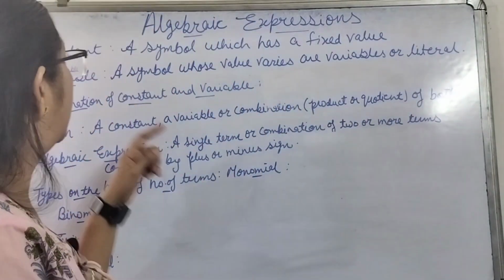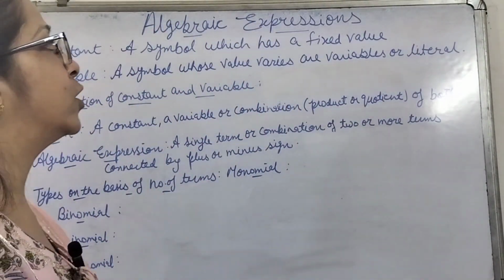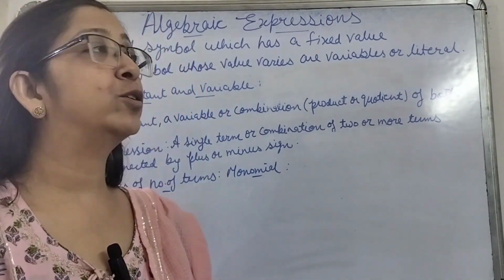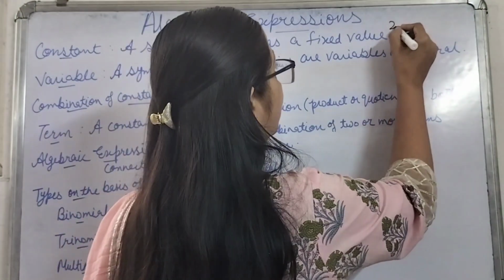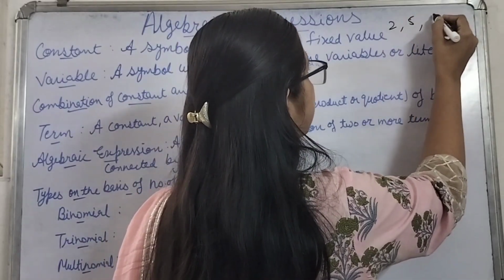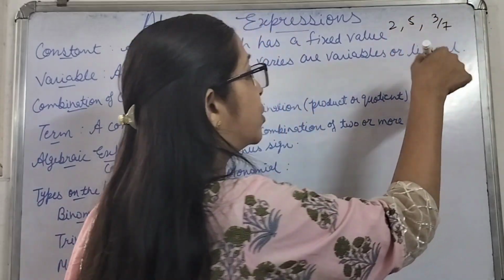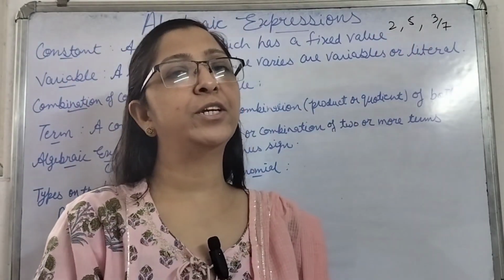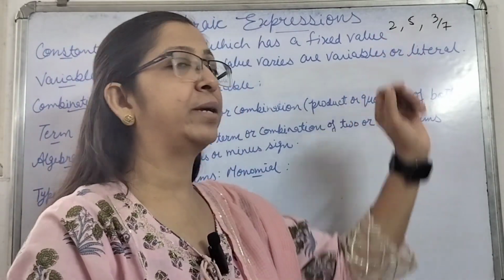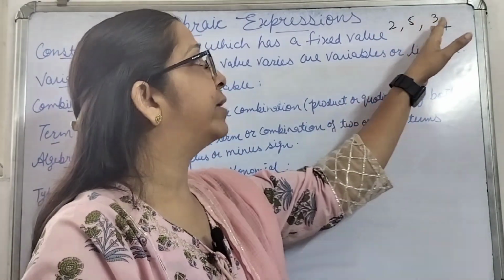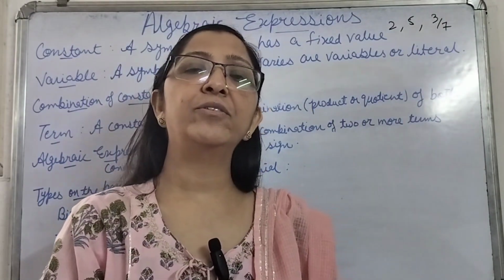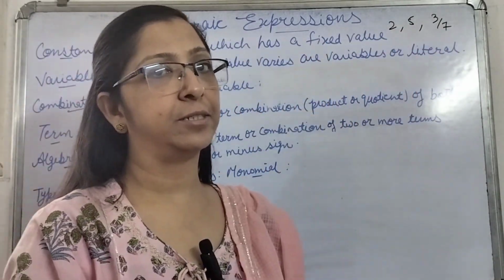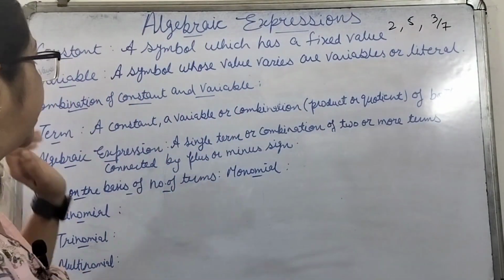So first of all, what is a constant? Constants are the symbols which have a fixed value. So whenever we are using numbers like 2, like 5, or we can say 3 upon 7, in whatsoever context we use them, their value will remain the same. So the symbols whose value remains the same wheresoever we use them are known as constants.